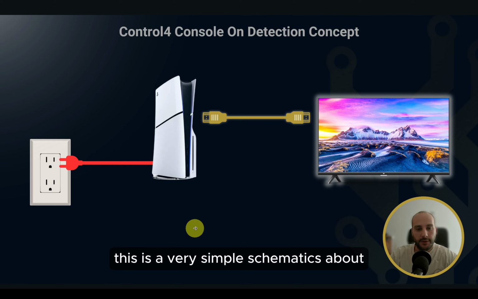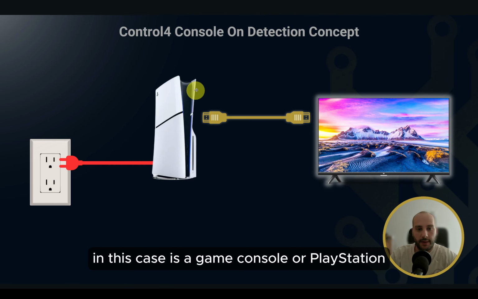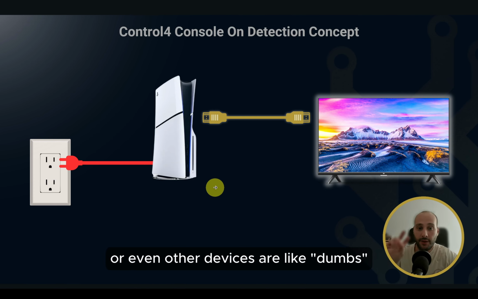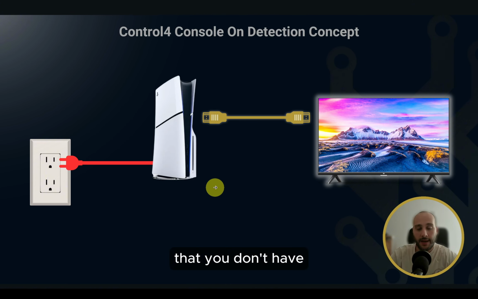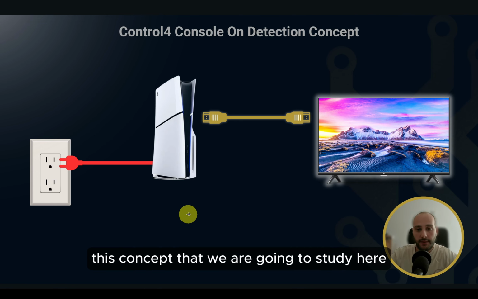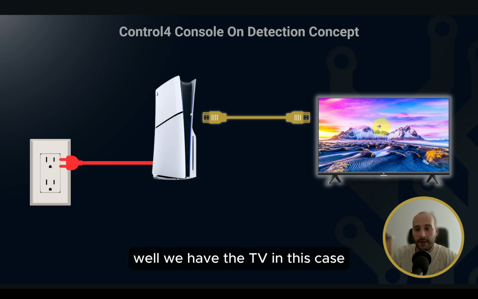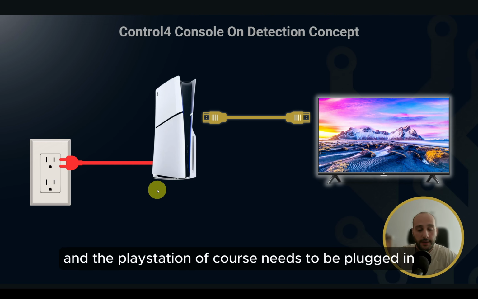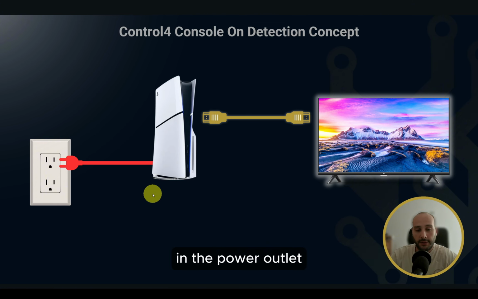This is a very simple schematic. In this case it is a game console, a PlayStation, but it could be any game console or even other devices that are dumb, where you don't have IP control or IR control directly, and you can apply the concept we are going to study here. Well, we have the TV. In this case, they are connected by an HDMI cable, of course. And the PlayStation, of course, needs to be plugged into a power outlet.